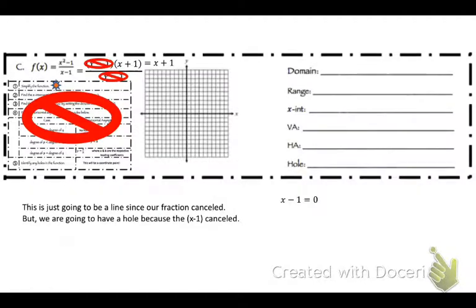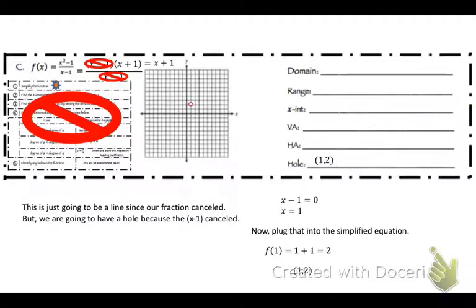So we're going to set the x minus 1 equal to 0. And you get x equals 1. So at that point, my x point is 1. Now I'm going to plug that into the simplified equation. I get f of 1 equals 1 plus 1, which is 2. So my hole is at 1, 2. And then we can just draw that hole right there.